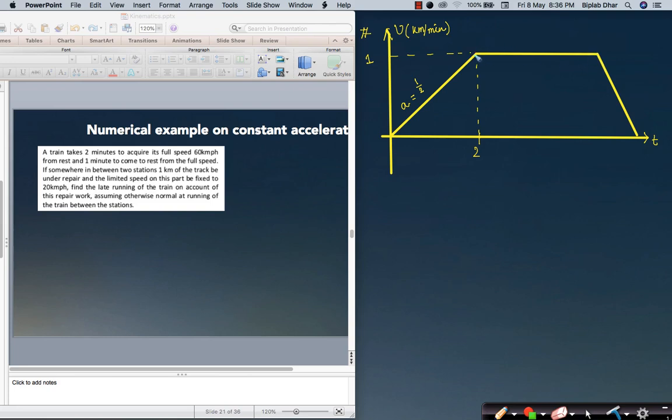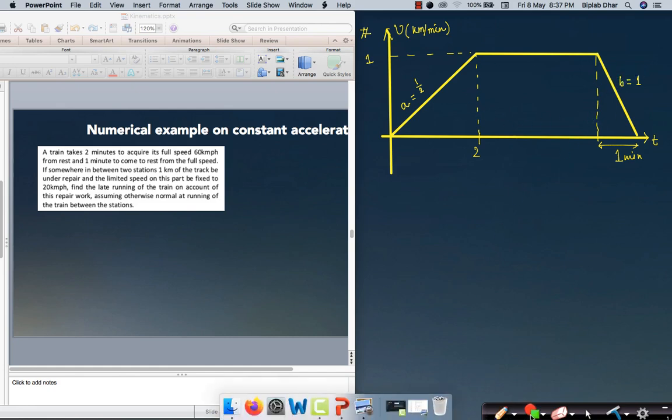Again, this is 60 km per hour or 1 kilometer per minute, and from here to here the train again decelerates. You can say that this time is 1 minute, and in 1 minute its speed decreases from 1 kilometer per minute to 0. So the deceleration is also 1 kilometer per minute square, because this length is 1, this length is 1, so the slope of this line is 1. So it is a normal day.